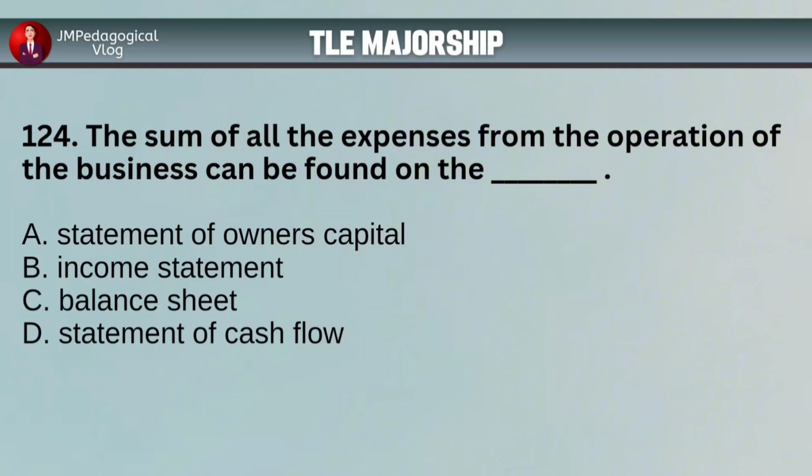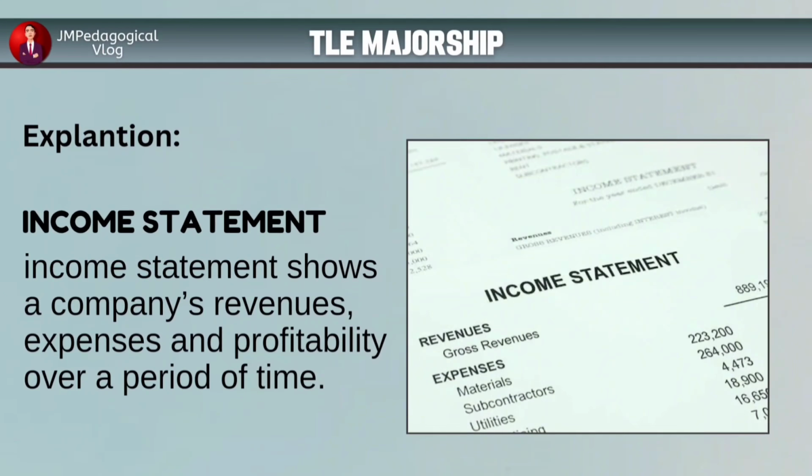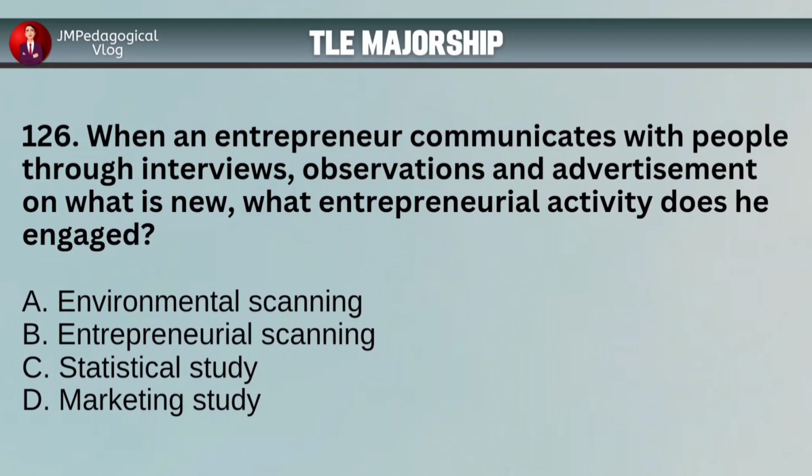124. The sum of all the expenses from the operation of the business can be found on the A. Statement of owner's capital. B. Income statement. C. Balance sheet. D. Statement of cash flow. B. Income statement. Explanation. Income statement shows a company's revenues, expenses and profitability over a period of time.